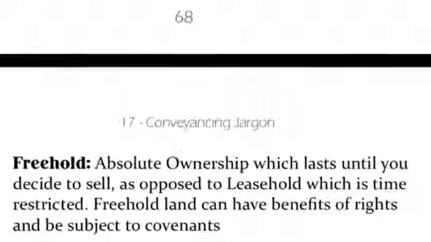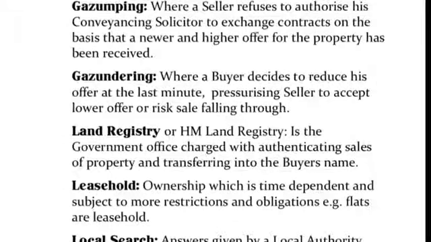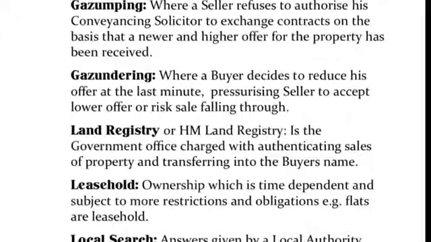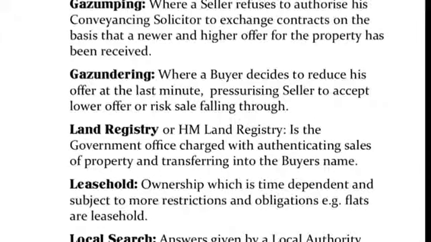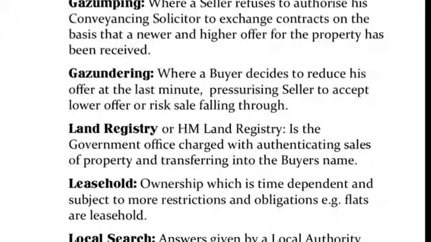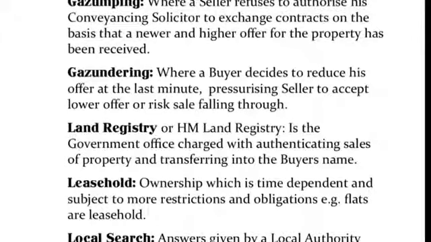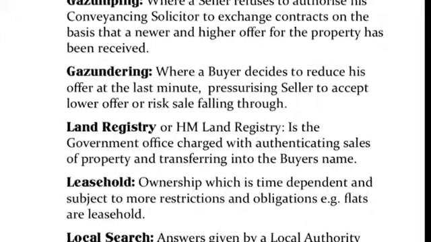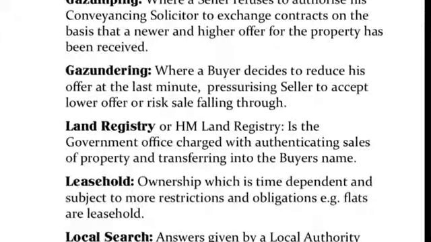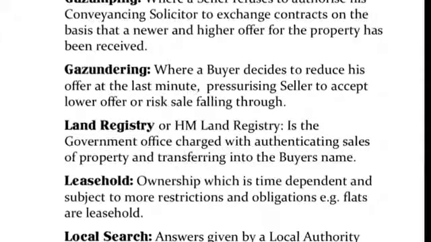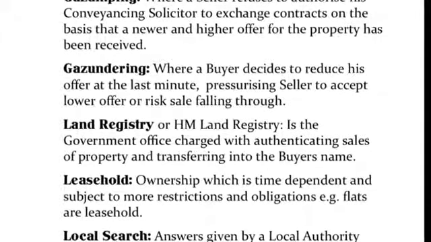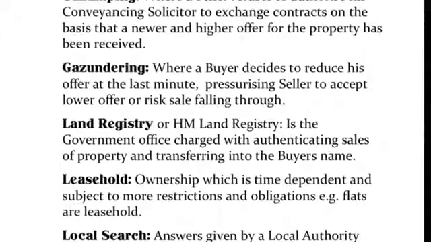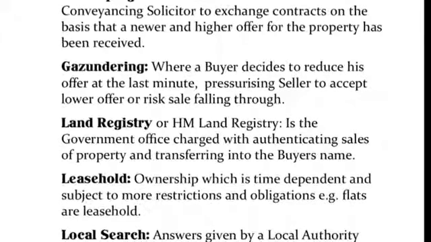Gazumping. Now, unlikely to happen to you, hopefully, with your conveyancing solicitor, but this is where a seller refuses to authorise his conveyancing solicitor to exchange contracts on the basis that a newer and higher offer for the property has been received. Gazundering. This is when a buyer decides to reduce the offer at the last minute, pressurising the seller to accept a lower offer or risk the sale falling through.